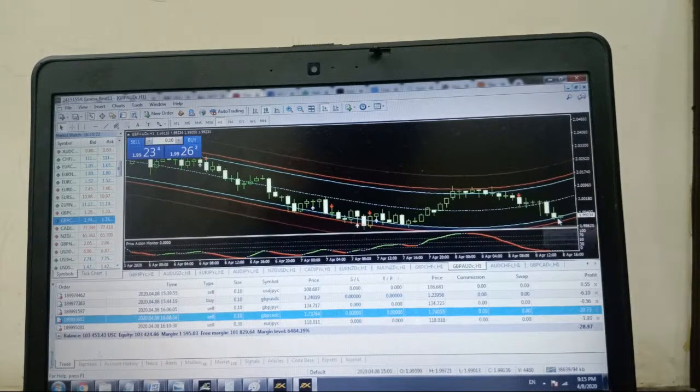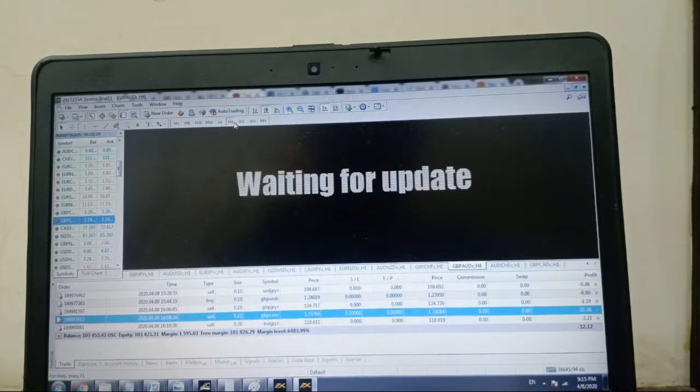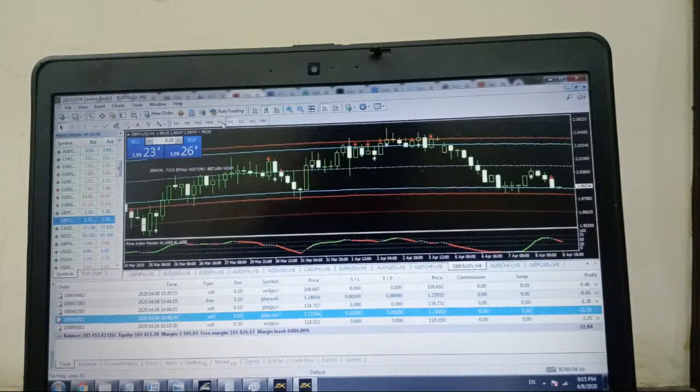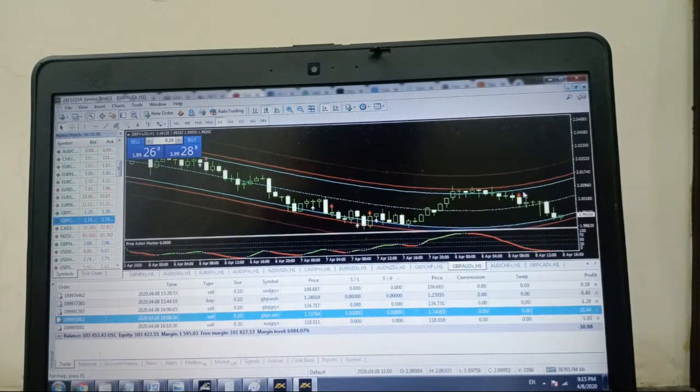Okay, guys, Great Britain pound, Great Britain pound Canadian dollar. Who advised me with a sell position here? So overall, guys, whoever advised me with the sell position here on Great Britain pound AUD, it was basically the right trade.